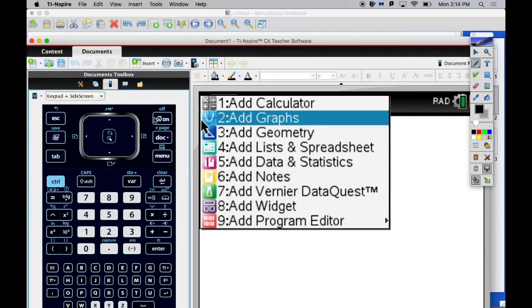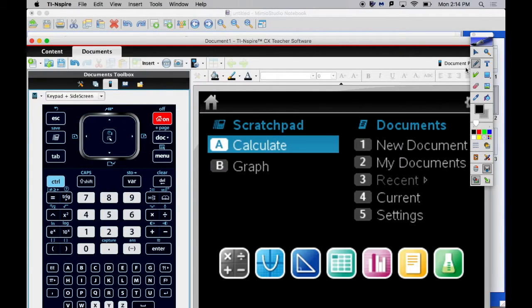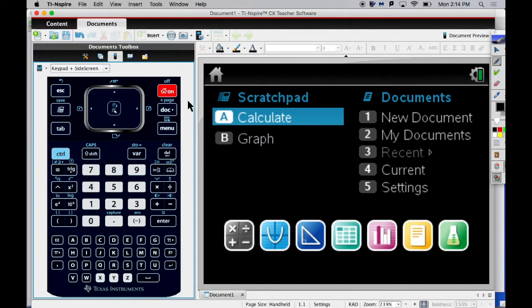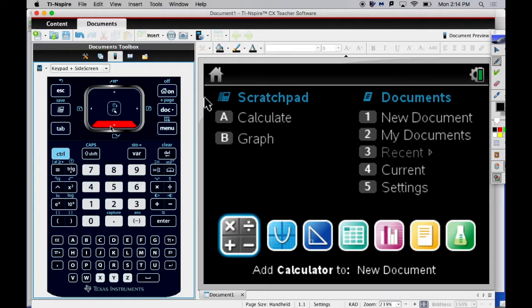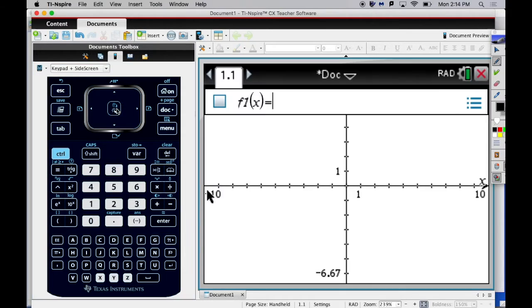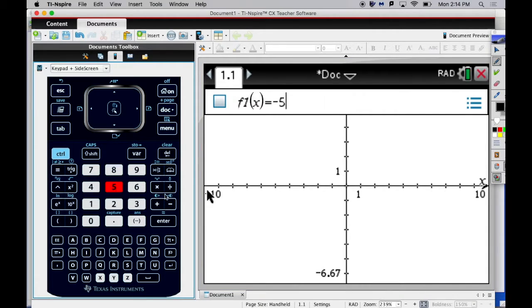So now what I want you guys to do is when you turn on the on button, you'll get this screen. What do we want to use our cursors to scroll down to? Graph. So use the cursors to highlight this little thing that looks like a graph, then hit enter. And then I'm going to plug in the first equation, which is -5 divided by 2 times x plus 4, sorry. Then I hit enter.